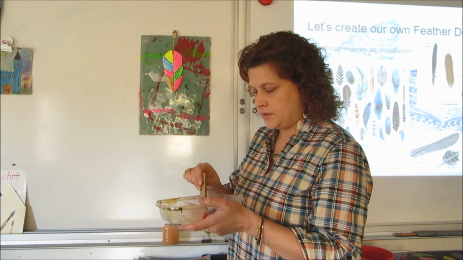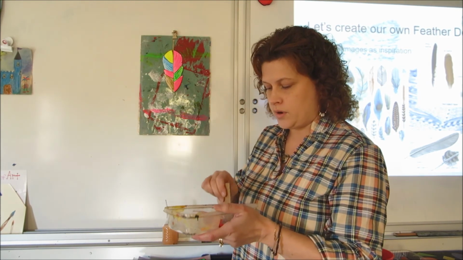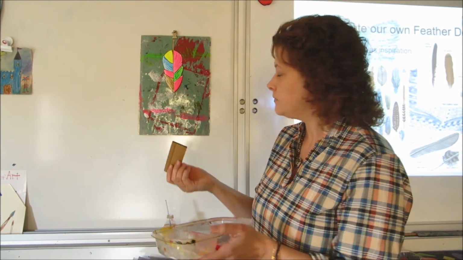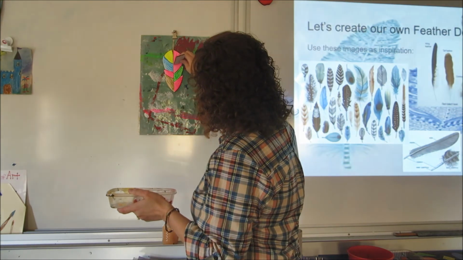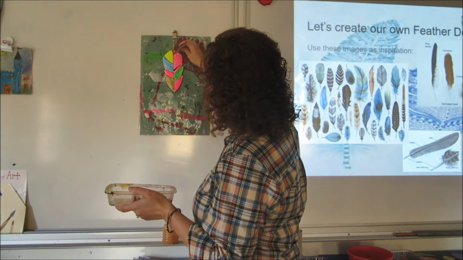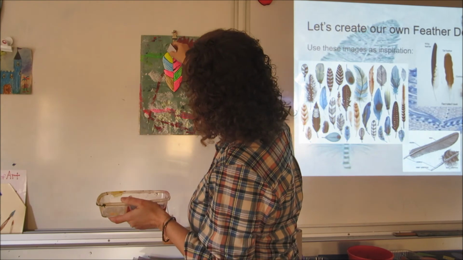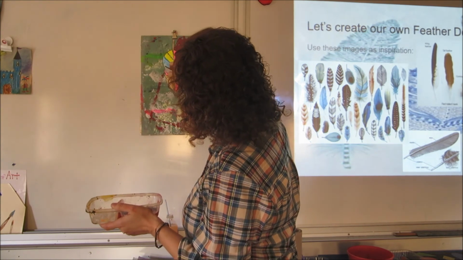So I'm going to start with some black, and I'm going to dip my cardboard in my black paint. And I can print lines on my feather, just like that.